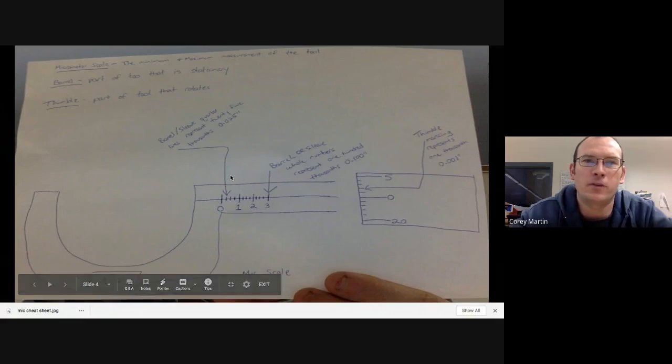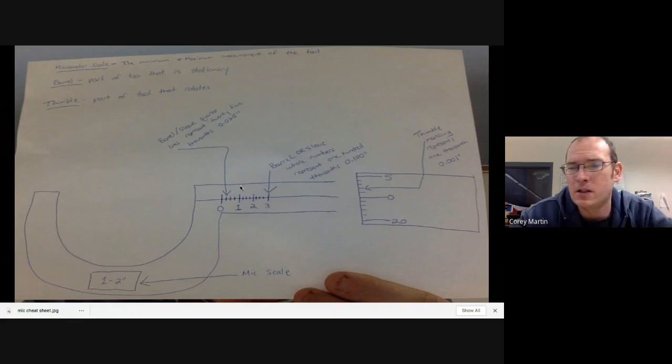This is referred to as the barrel. Some people refer to it as the sleeve. The barrel or sleeve is the part of the tool that does not move. So this stays stationary. It never rotates. The thimble over here is the part that you're turning with your fingers to tighten up or clamp down on the component that you're measuring. So first, let's look at the barrel or sleeve. The barrel or sleeve has two separate measurements.